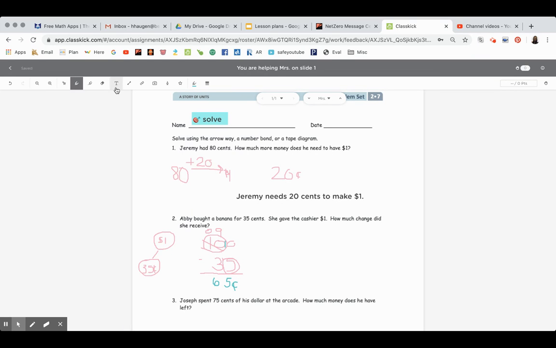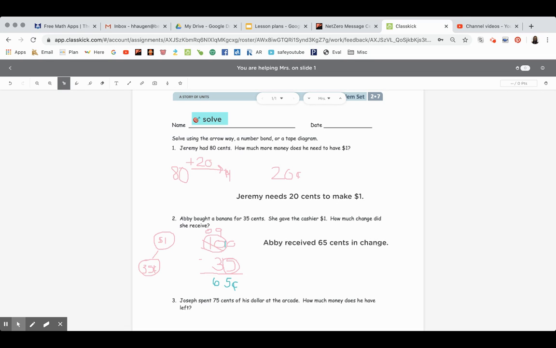So how much change did Abby receive? Abby received 65 cents in change. So again, $1 was my total. So I took away the amount of money that she paid for her banana, 35 cents, and my total that she got back, the part that she got back, I should say, is 65 cents.